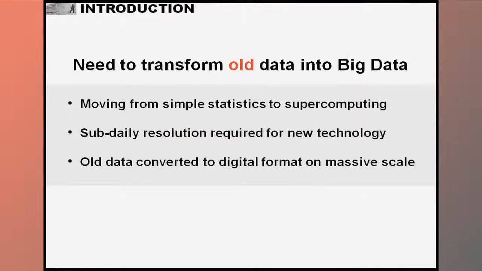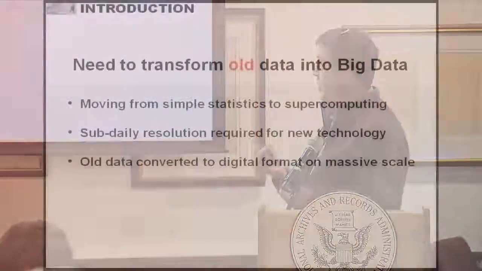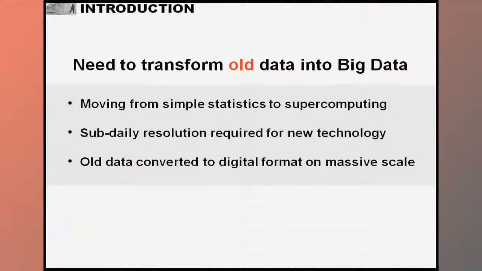So to get to these questions, for the baseline, we need to transform old data into big data. In climatology, we are moving from using data and simple statistics to understand things toward using supercomputing technologies to analyze data in new ways. But to do that, we need sub-daily resolution data. We need hourly or synoptic-level pressure data in particular, for as long as we can get, over as much of the Earth as we can find it. And then we need to convert the old data into a digital format on a massive scale. This is what Old Weather does.